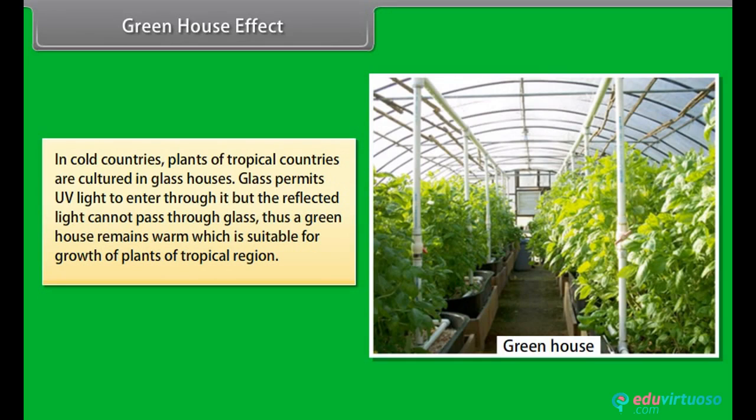Greenhouse effect. In cold countries, plants of tropical countries are cultured in glass houses. Glass permits UV light to enter through it, but the reflected light cannot pass through glass. Thus, a greenhouse remains warm, which is suitable for growth of plants of tropical regions.